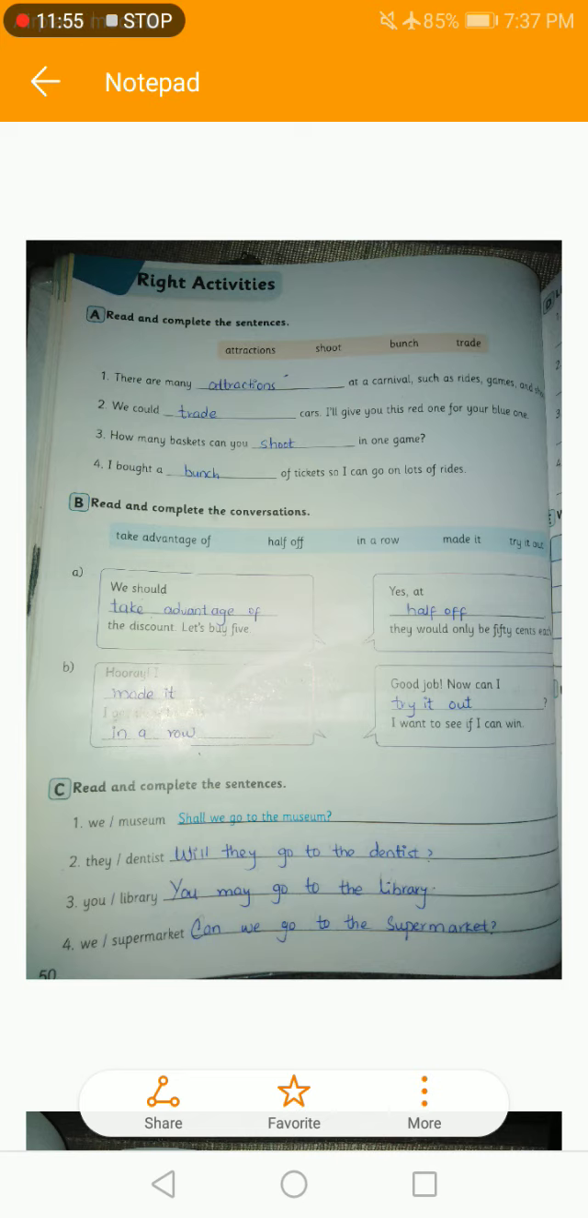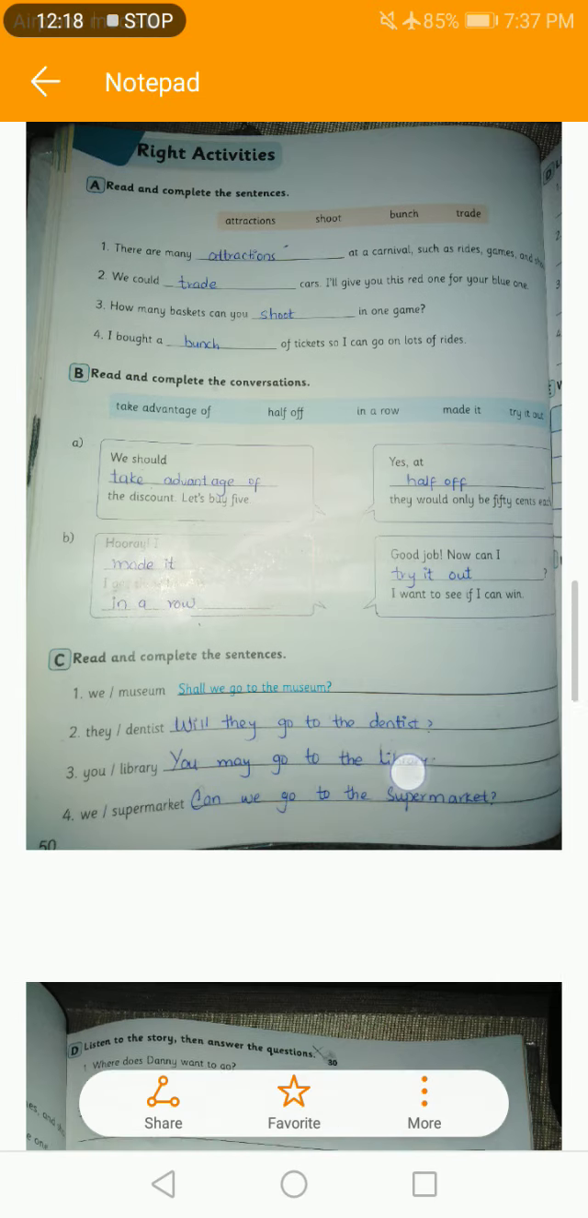Okay, third one. You library. You may go to the library. Okay, fourth one. We supermarket. Can we go to the supermarket? So this is the fourth. Okay, so this is all in page number 50. Now come to page 51.